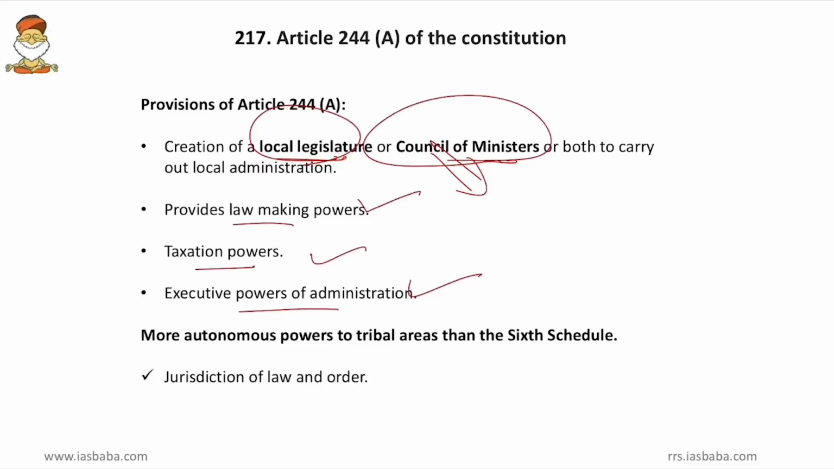So, in the 6th Schedule, the autonomous district councils are established, and these autonomous district councils don't have jurisdiction over law and order. However, the legislature set up under Article 244 Clause A has jurisdiction over law and order. So, this one additional clause makes Article 244 Clause A much more powerful than the 6th Schedule. So, this is all about Article 244 Clause A of the Constitution.